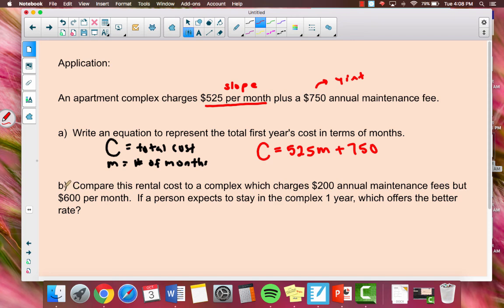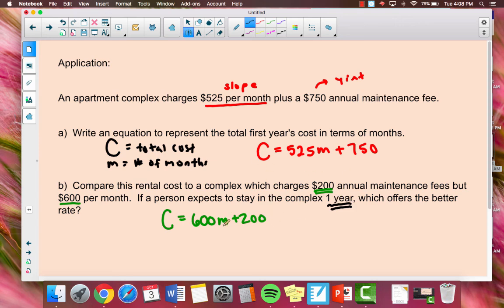And then it says, compare this rental cost to a complex which charges $200 maintenance fee, but $600 per month. So we need to write a new equation. We can use the same variables. So C is our total cost. What's the monthly cost? Well, that's the 600. So $600 per month, plus the one-time fee of the maintenance, okay, which is 200. So now we have two equations, and it says if a person wants to stay in exactly 1 year at the complex, okay, so this is important, 1 year, which of these two apartment complexes offers the best rate?